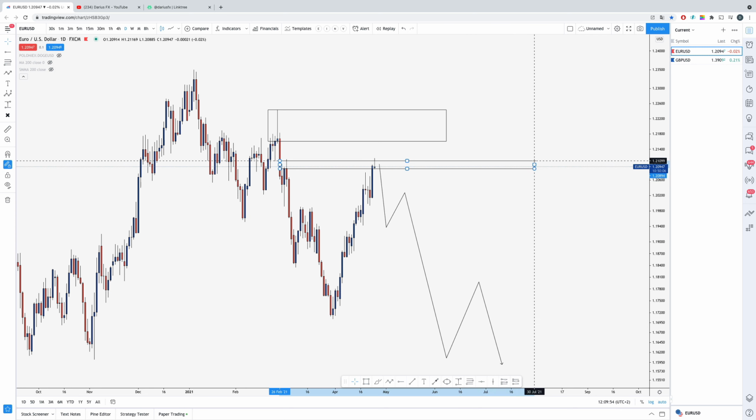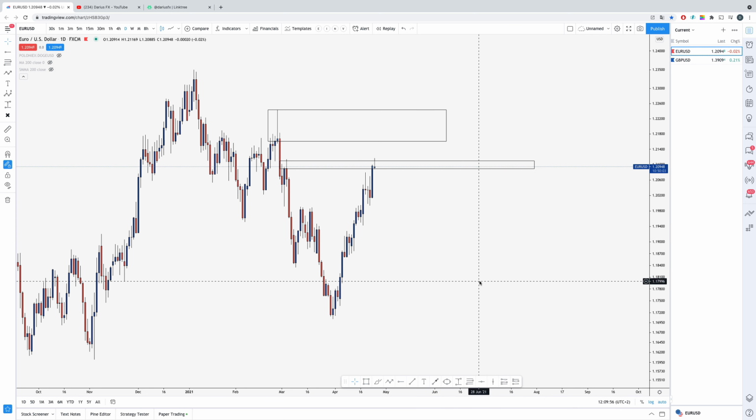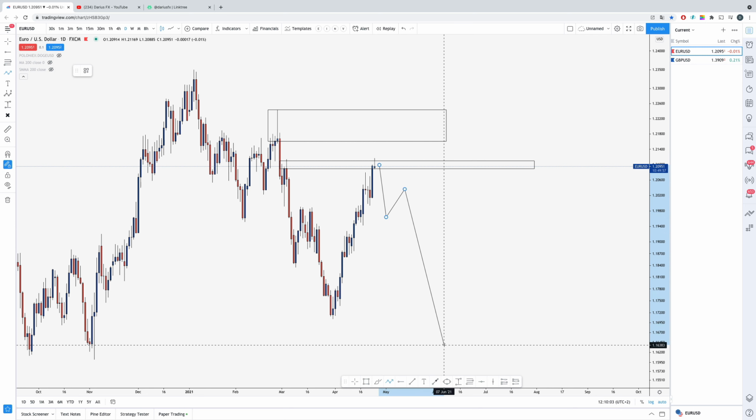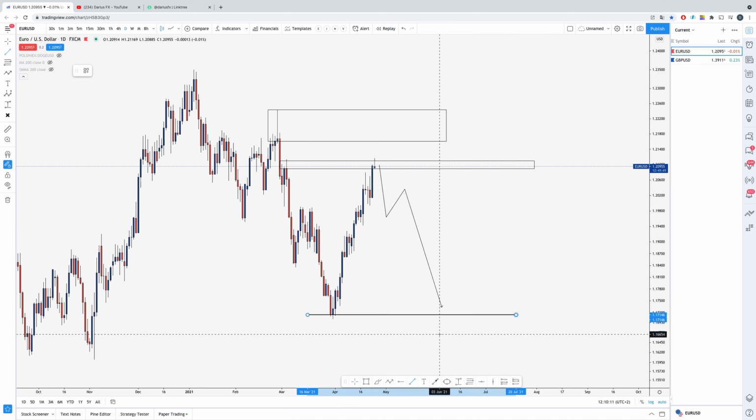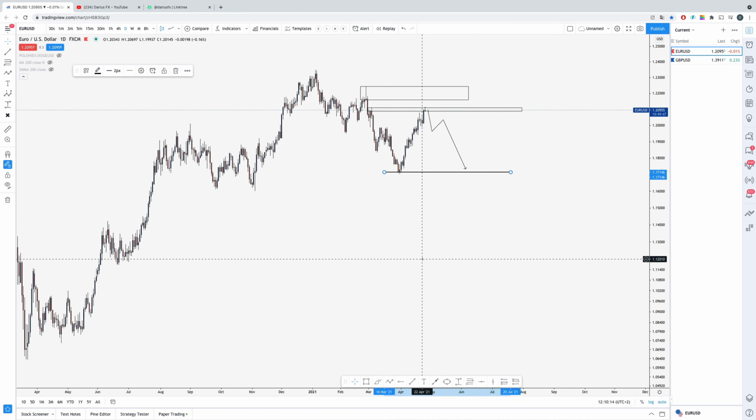So let me map it out for you. Well, let's make it a little bit cleaner. Too many arrows, don't need that. So this is kind of the idea: the market to respect it and to go afterwards to the downside. I'm going to place right now only the first target. First target is definitely these lows over here. Okay, that could be your first target.